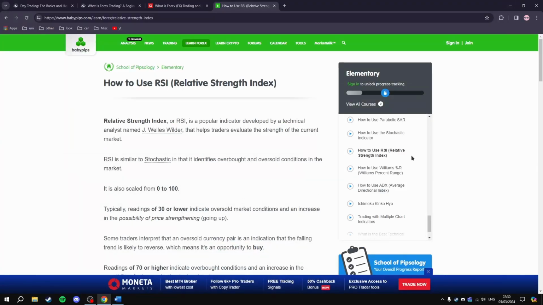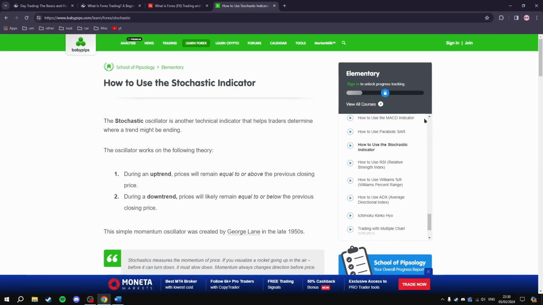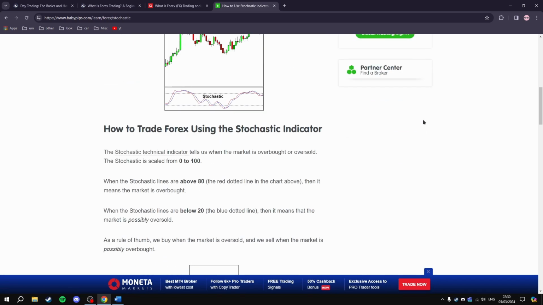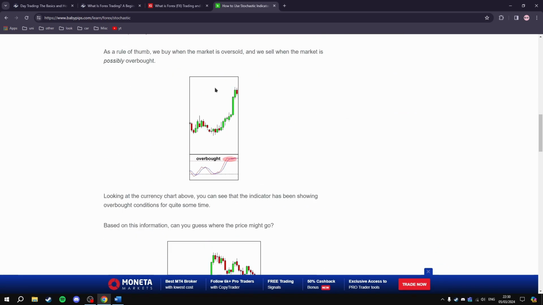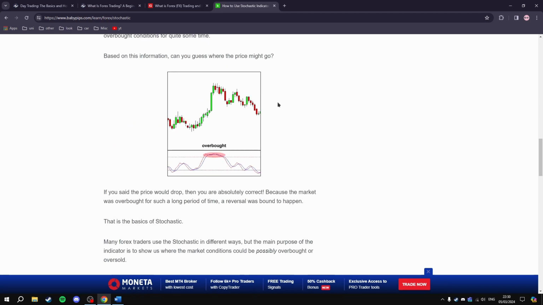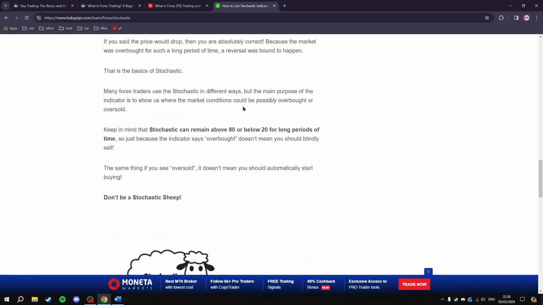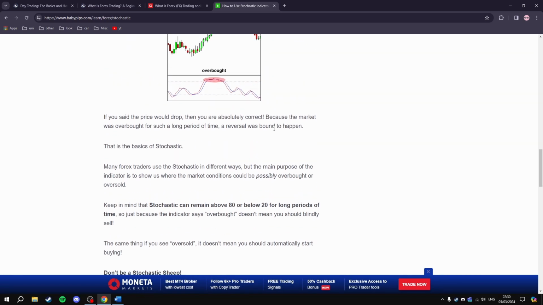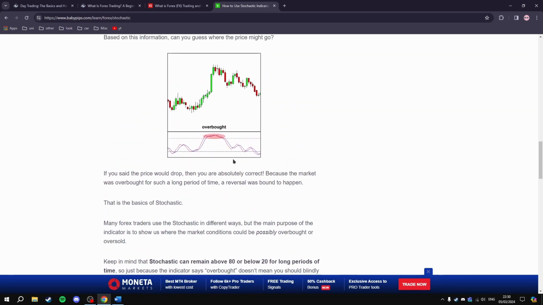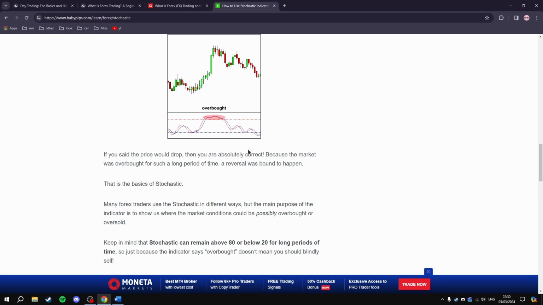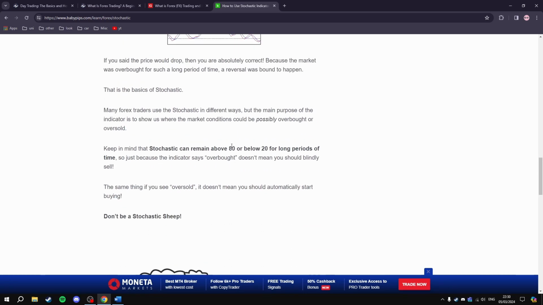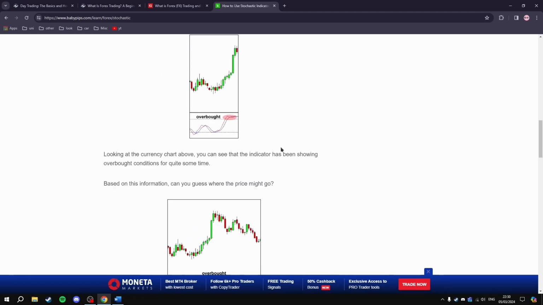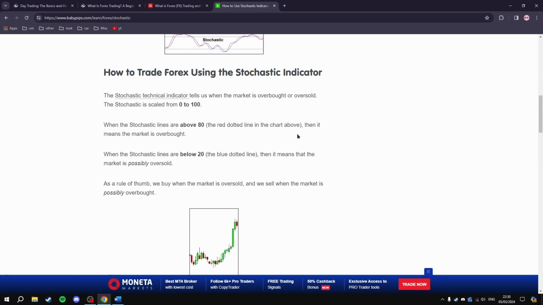So in the last video we went through how to use a stochastic indicator, basically having the two lines. Above 80, below 20 is when it's overbought or oversold. But the stochastics can remain above 80 or below 20 for really long periods of time, so don't just buy straight away when you see it's above 20 or below 80.